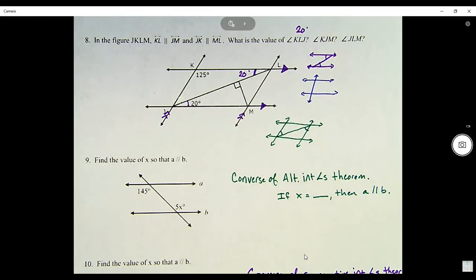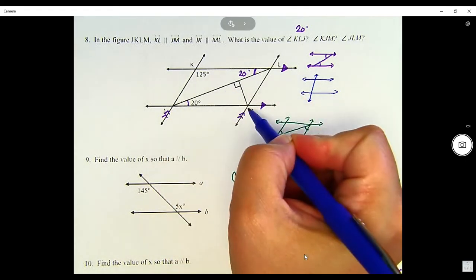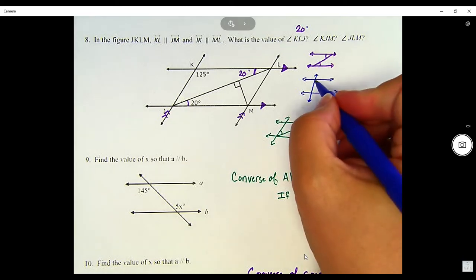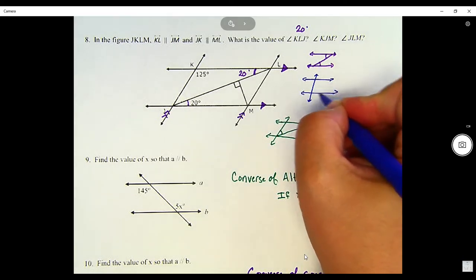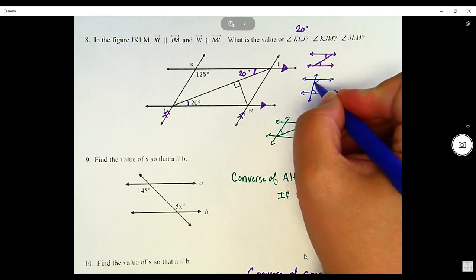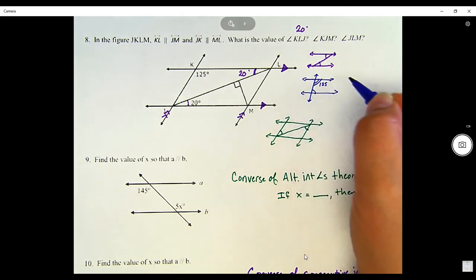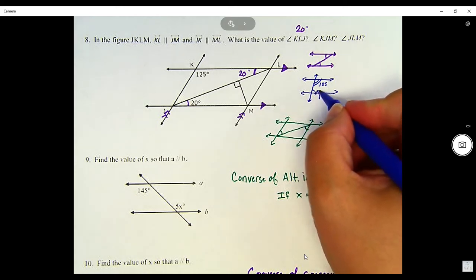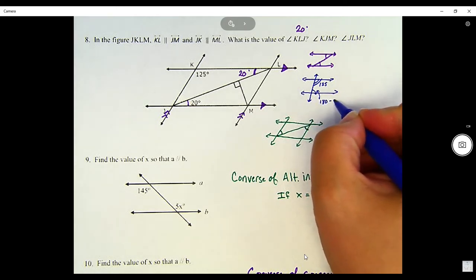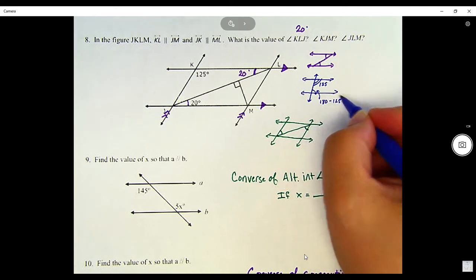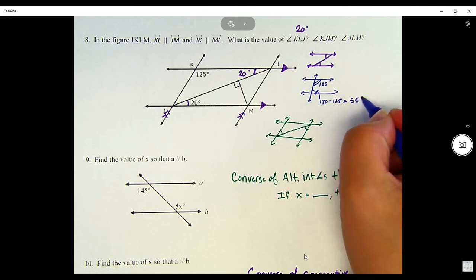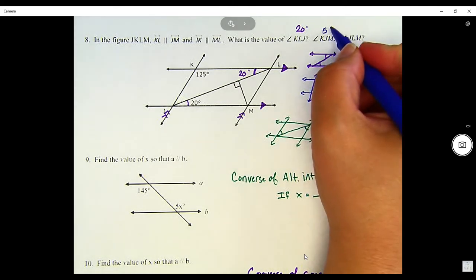All right, now the next one that they want us to find is KJM. So from here to here to here. So I redrew that one as well. And what you can see is that KJM, this angle right here, is alternate, or sorry, not alternate, it's consecutive interior with this 125. So in order to find that angle, it's 180 minus 125 because consecutive interior angles are supplementary. So you have 55 degrees for that angle KJM.